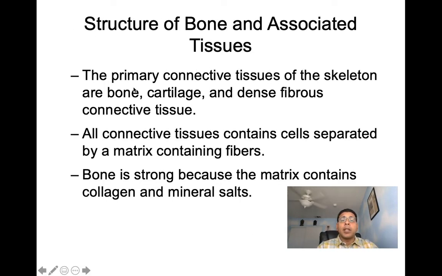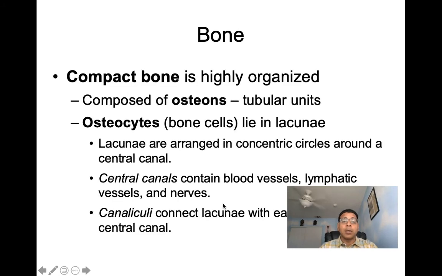Next in here we can see the primary connective tissues of the skeleton are going to be bone, cartilage, and dense fibrous connective tissue. As we have talked about before, all connective tissues contain cells that are separated by a matrix containing fibers, and we looked at the different fibers there as well. Bone is going to be strong because the matrix contains collagen and mineral salts.